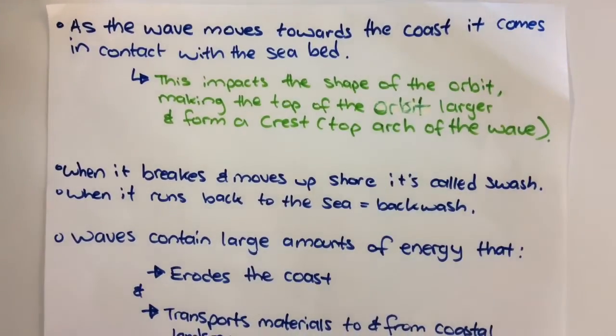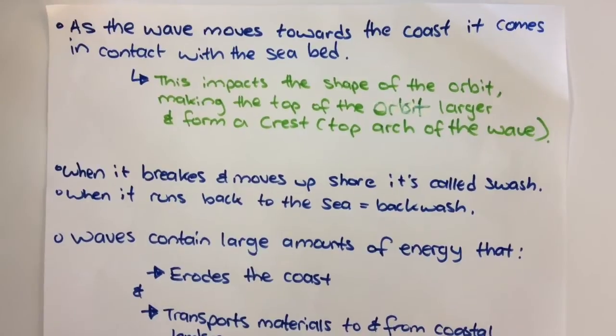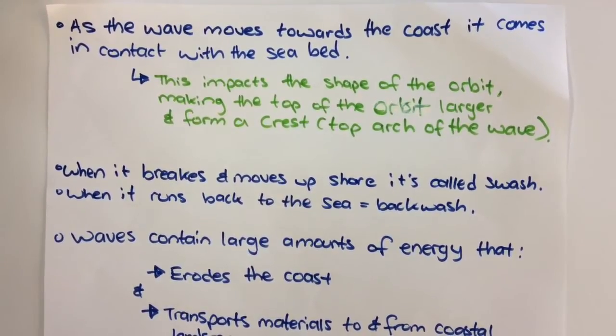So as the wave moves towards the coast, it comes in contact with the seabed, so that's what I was just talking about. This impacts the shape of the orbit, making the top of the orbit larger and form a crest. So the crest is the top arch of the wave, so it's the bit just before it breaks and crashes down. When it breaks, it moves up the shore, and it's then called swash. Okay, so when it runs back into the sea, it's called backwash.